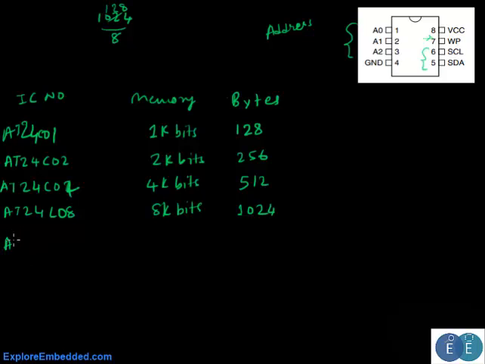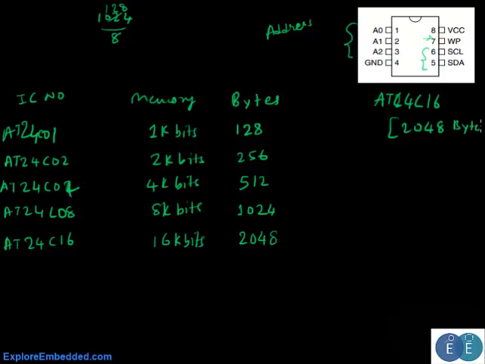Similarly we have the AT24C16, and this addresses 16 kilobits, which is nothing but 2048 bytes. Now what we will be discussing in this video is the AT24C16, and this has 2048 bytes of memory. Alright, now here is an important point.